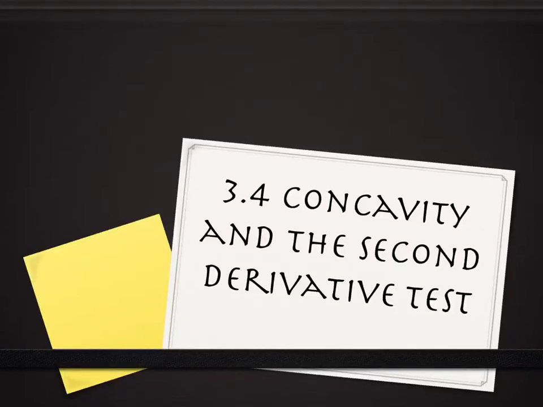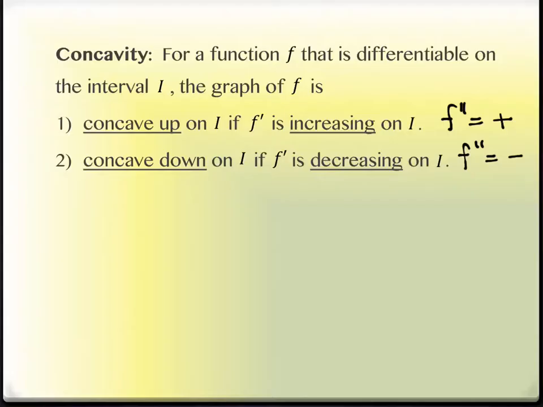All right, so let's remind ourselves where we were in 3.4, since it's been a bit since we looked at it. We're looking in 3.4 at concavity. Concavity talks about the shape of a graph, not how the graph is changing, but how its derivative is actually changing. And we also talked real quickly about the second derivative test.